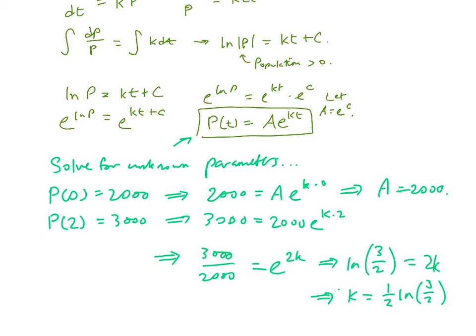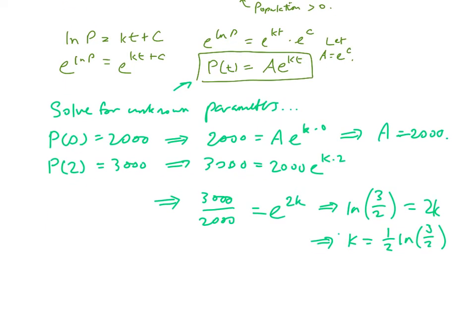0.5 times natural log of 1.5. That gives me 0.203. So that means that k is 0.203. All right, so that suggests that my correct population model, with all the parameters filled in, is P of t equals 2000 e to the 0.203 t.